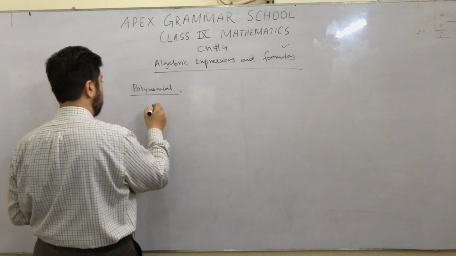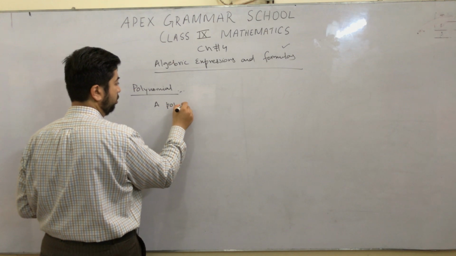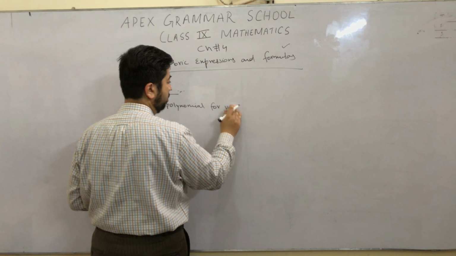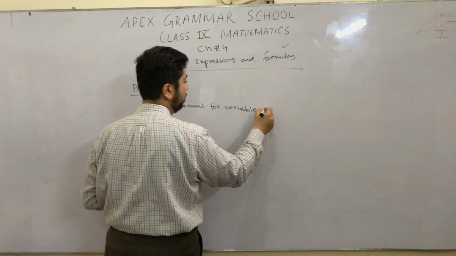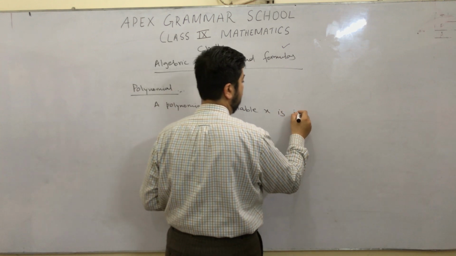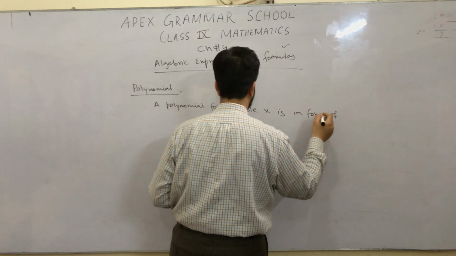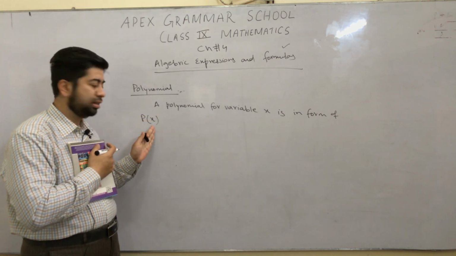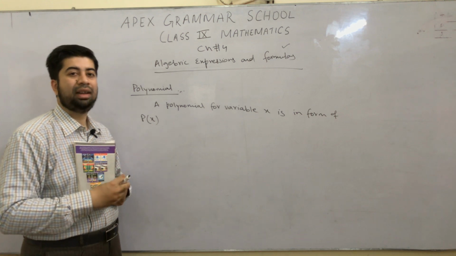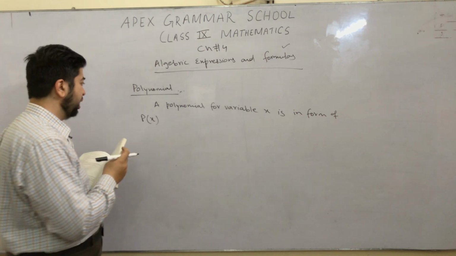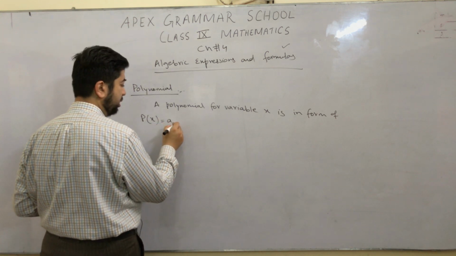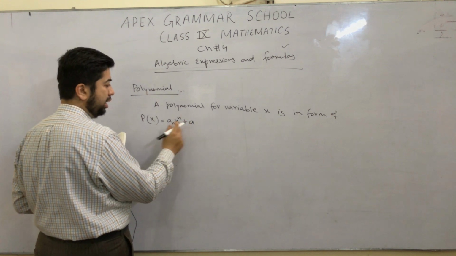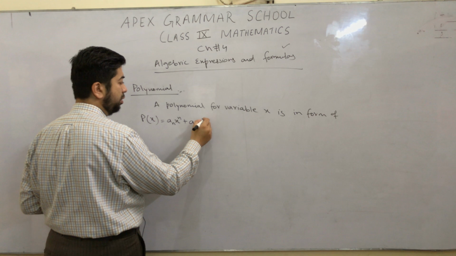A polynomial for variable x is in the form of p of x. Basically, p is the function and x is the variable that we are going to use in our polynomial. The polynomial is of the form a base n, x raised power n, after that a base n minus 1, x raised power n minus 1.